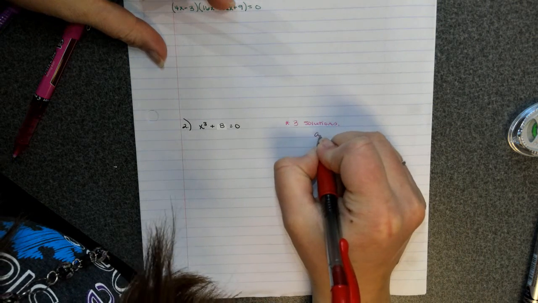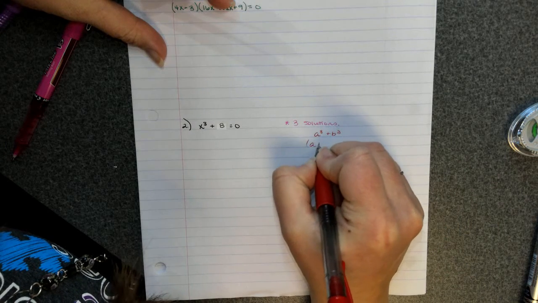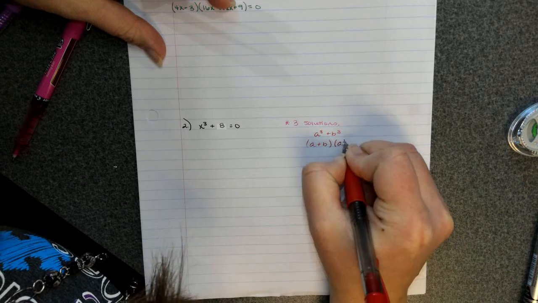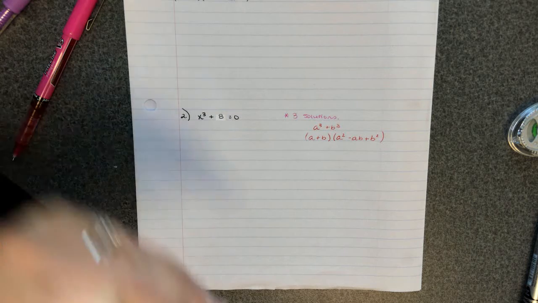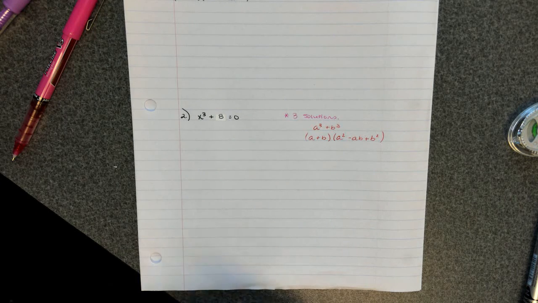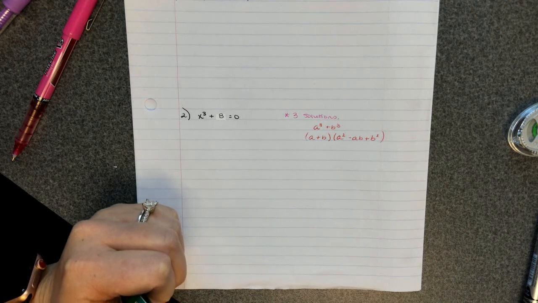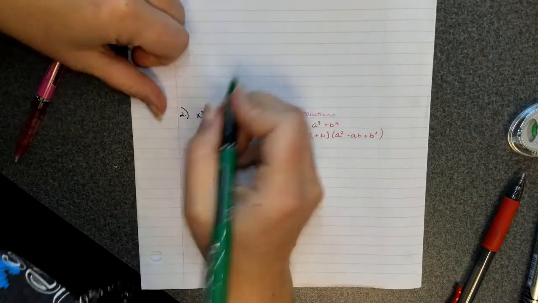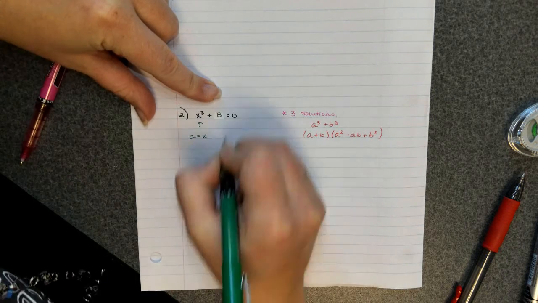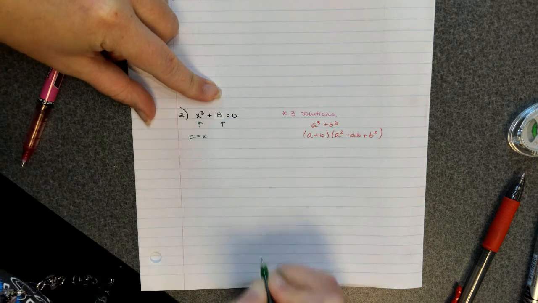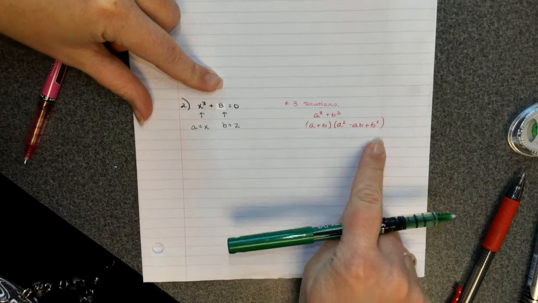It's going to use a cubed plus b cubed, which turns into a plus b times a squared minus a times b plus b squared. Now, when you go to do this, again, don't pay attention to the signs because the signs are built into our rule. So, what do we cube in order to get x cubed? a is going to become x. What do we cube in order to get 8? b is going to become 2. We fill it into our rule.